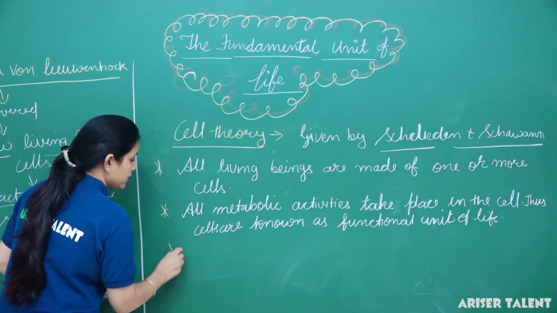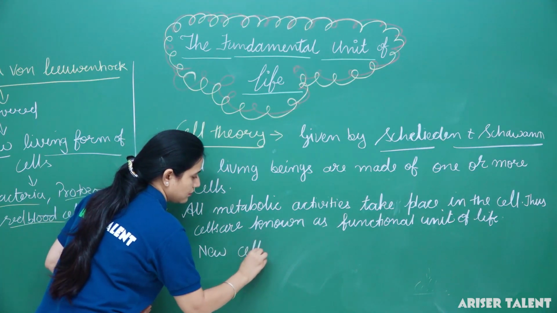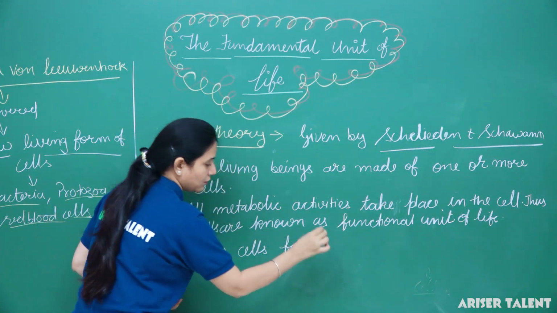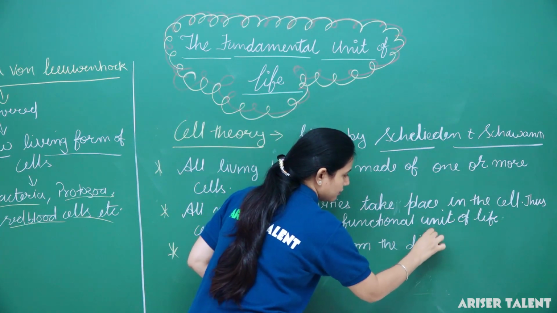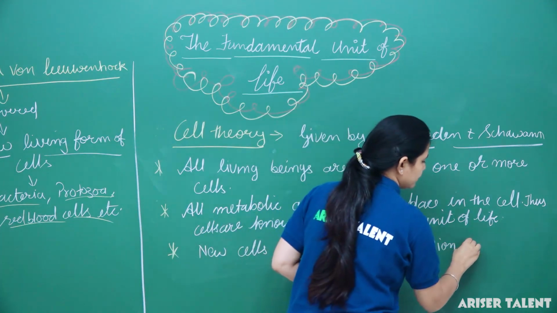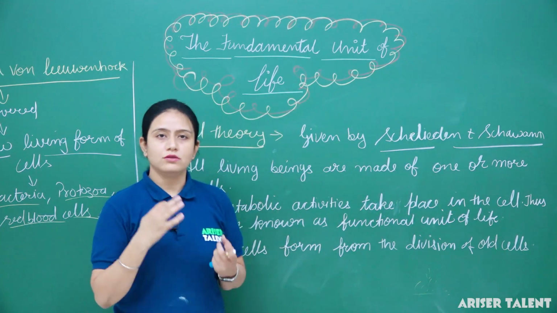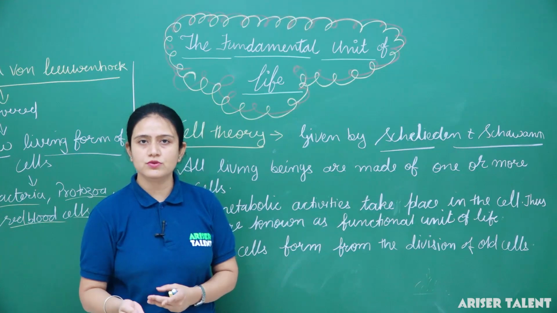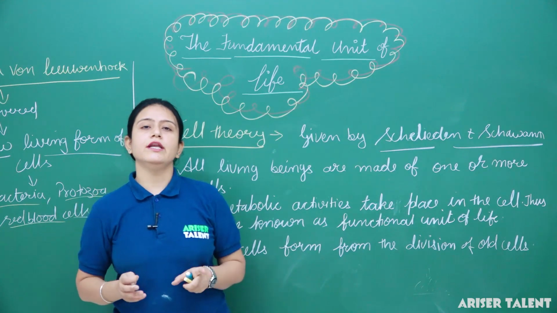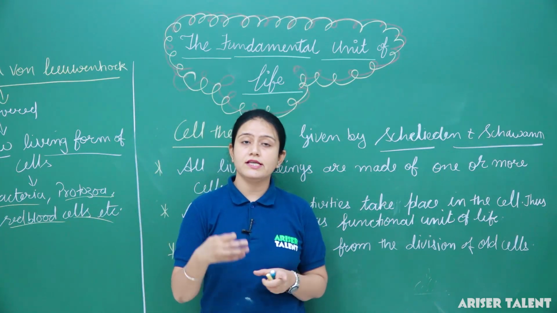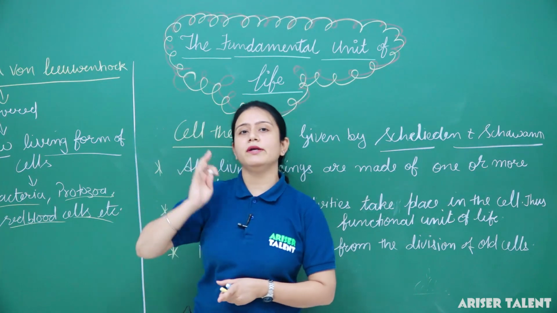Okay. Next is new cells form from the division of old cell. Okay, when the old cells divide, then they form the new cells. Thus, the new cells are formed. So, thus this is the cell theory which was given by Schleiden and Schwann. According to that, as we say that the cell is the structural and functional unit, and thus we have given the title to it, the fundamental unit of life.